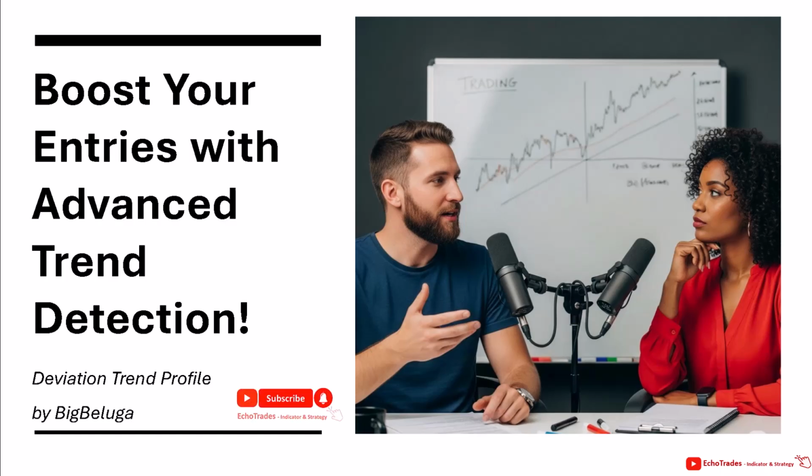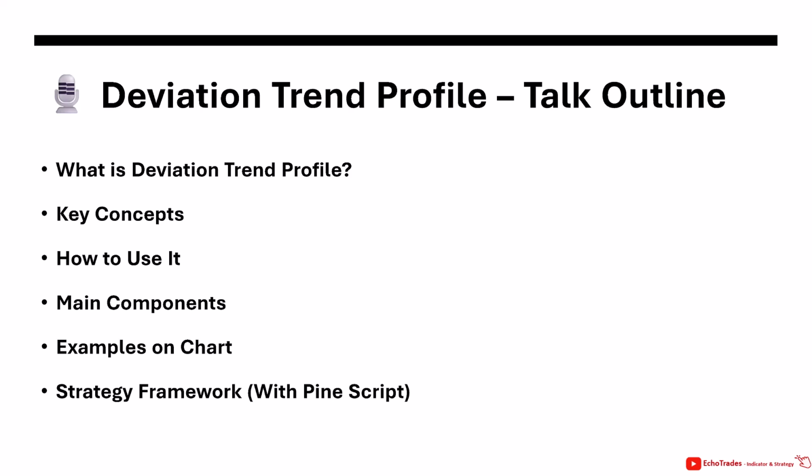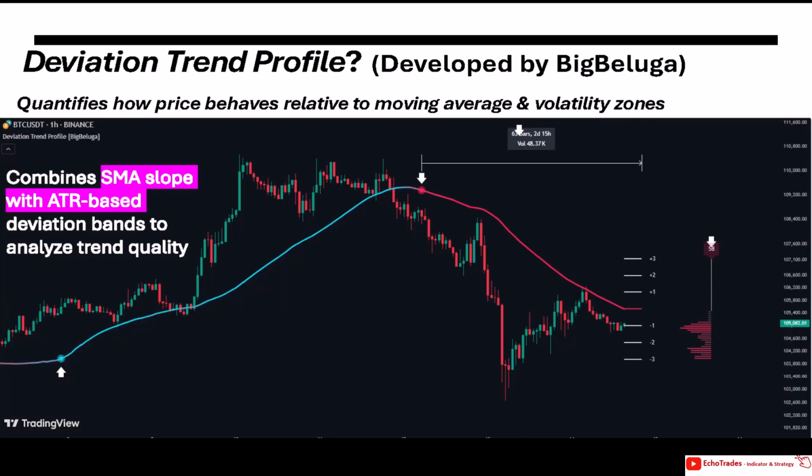That's exactly right. Our mission today is really to unpack this profile. At its heart, it's about quantifying how price is acting relative to its average movement and its typical volatility. It's not just another trend line. What's unique here is it combines the slope of a simple moving average, the SMA, which is just the average price over a period. Exactly, the average price. It combines that slope with deviation bands based on ATR.